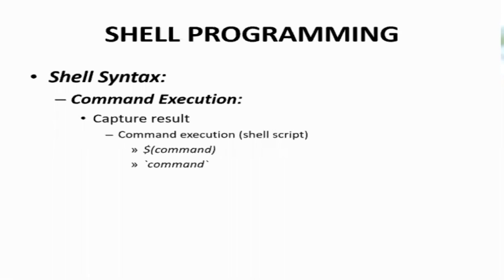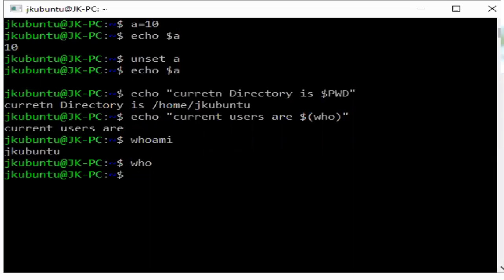Arithmetic expansion. We already executed some arithmetic statements. That means we have performed some arithmetic operations with the help of the expr command. But the fastest and simplest way is this. I have already initialized a to 10, so first I will check whether the value of a is available or not. Here the value of a is not available because I have unset it. So I will initialize a to 10 once again.